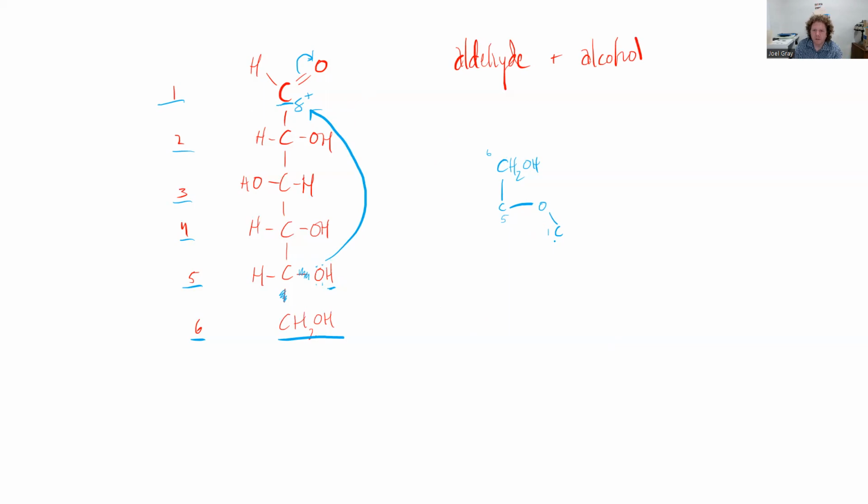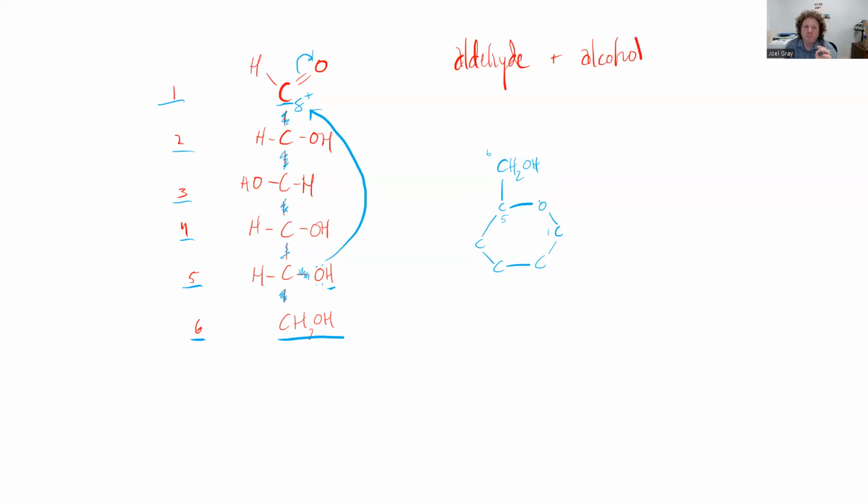My remaining carbons are going to be carbon number 2, which I will scribble in that bond on my linear form. Carbon number 3, carbon number 4, and then finishing my cycle to carbon number 5. So I've got this general ring structure.